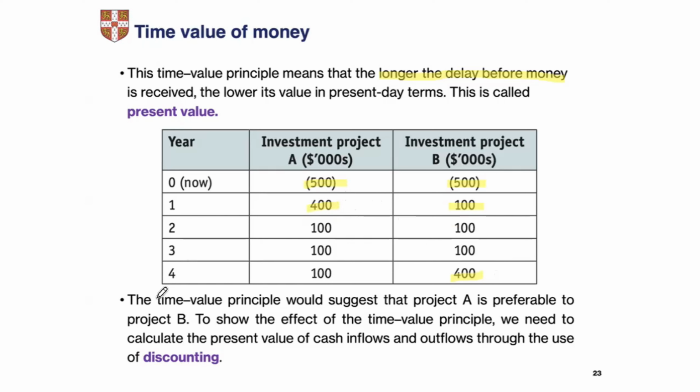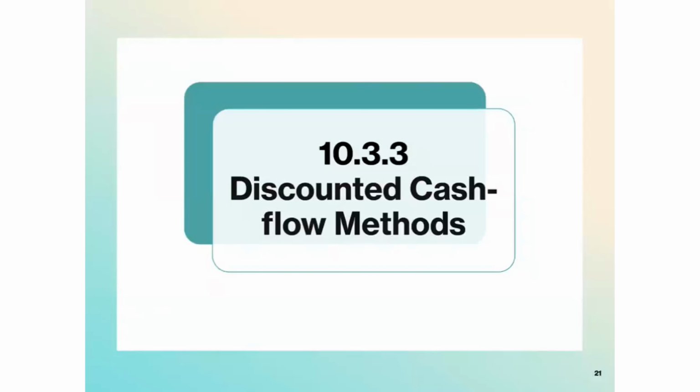So let's look at the conclusion here. It says that the time value principle would suggest that project A is preferable. Why? Because it has a better present value of the cash flows. It has a greater present value of cash flows, so it is preferable to project B. To show the effect of the time value principle, we need to calculate the present value of cash inflows and outflows through the use of discounting. That's why we call this method the discounted cash flow method, or the discounted cash flow model.